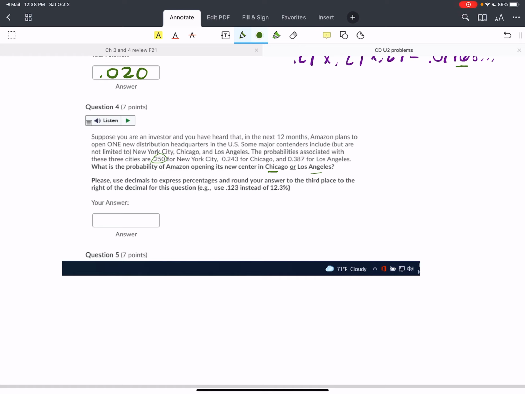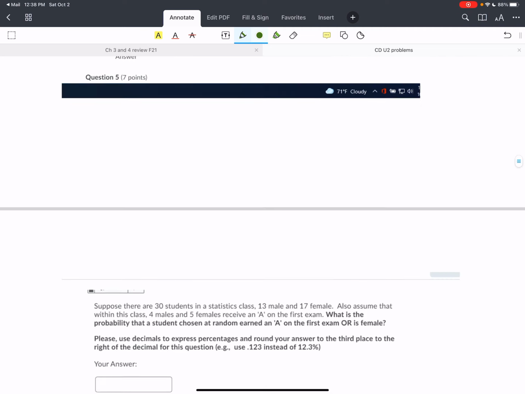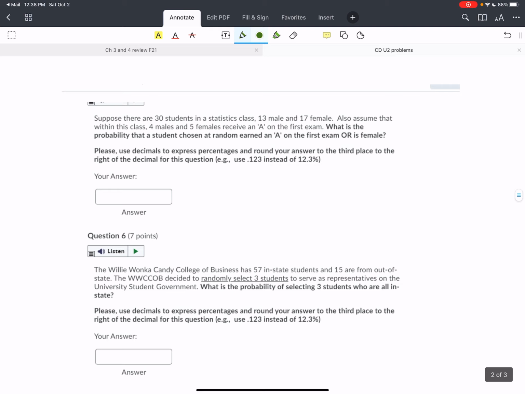Here we're trying to find the probability that the plant we open is in Chicago, or the probability that it's in LA. So we just take those individual probabilities and add them together. The probability of Chicago is 0.243. The probability for LA is 0.387. And so that gives us a probability of 0.630. And that is my answer for this question. All right, a few more to go.